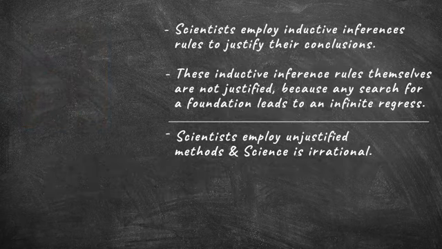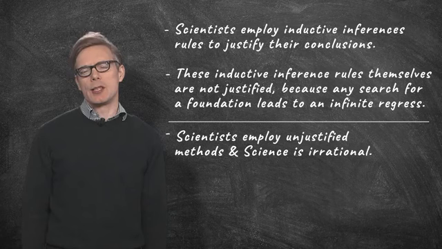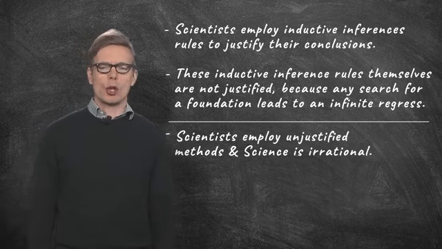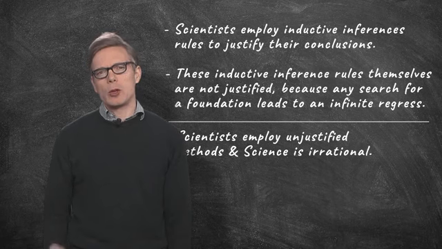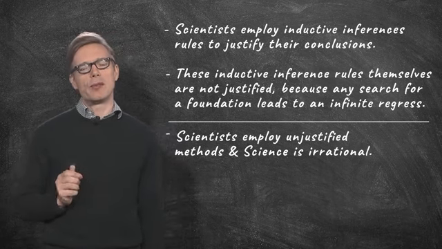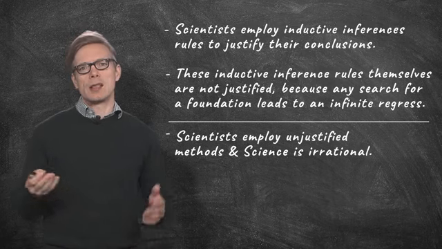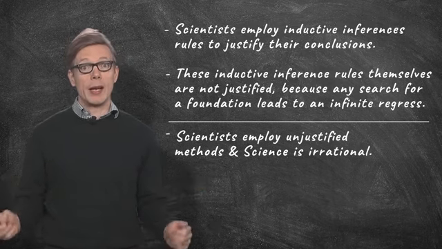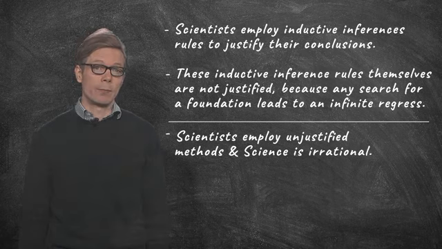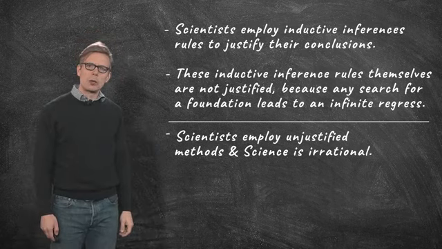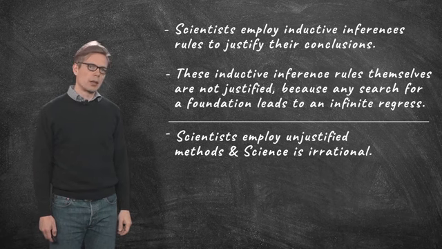Let's have a look at this claim about irrationality in science in more detail. Scientists make inductive inferences, so the first assumption. But by Hume's argument, any attempt to justify inductive inferences ends in an infinite regress. Thus, scientists employ unjustified methods and science is irrational. Quite an unsavory conclusion indeed. If we don't want to accept this, though, then we need to dispute either of the two premises here.